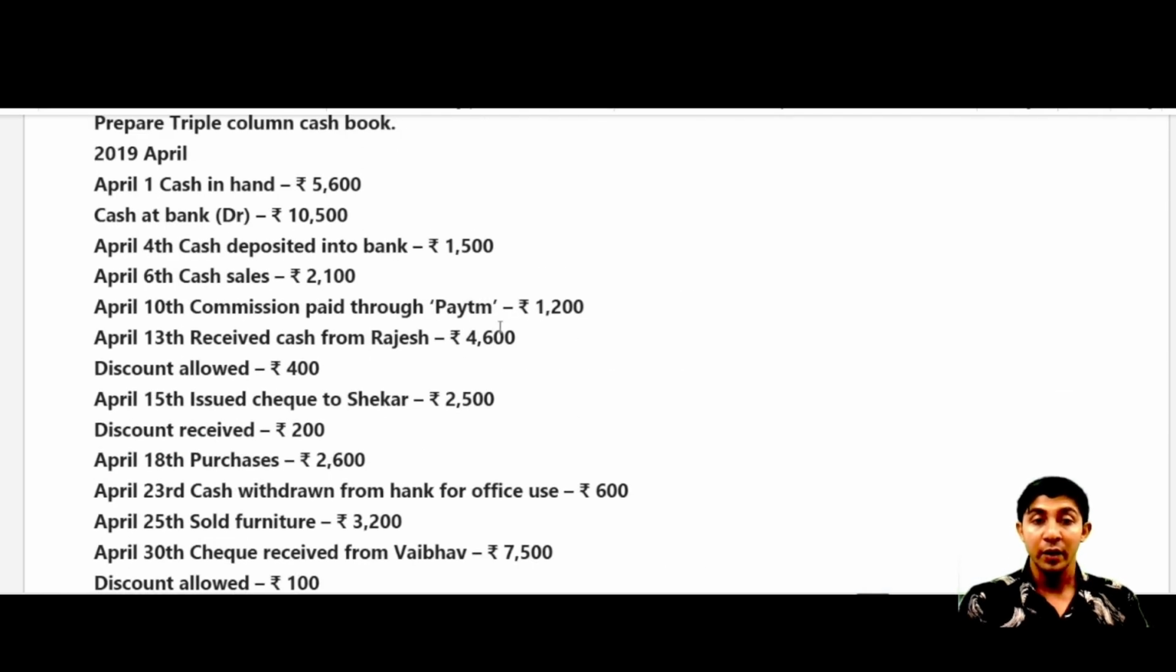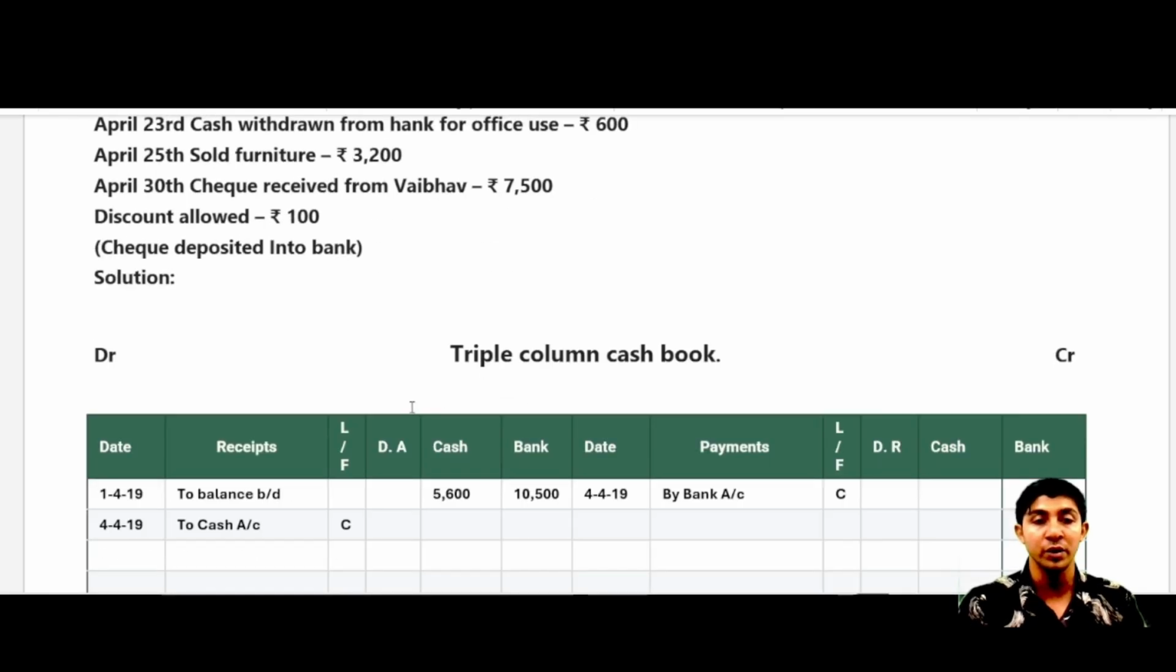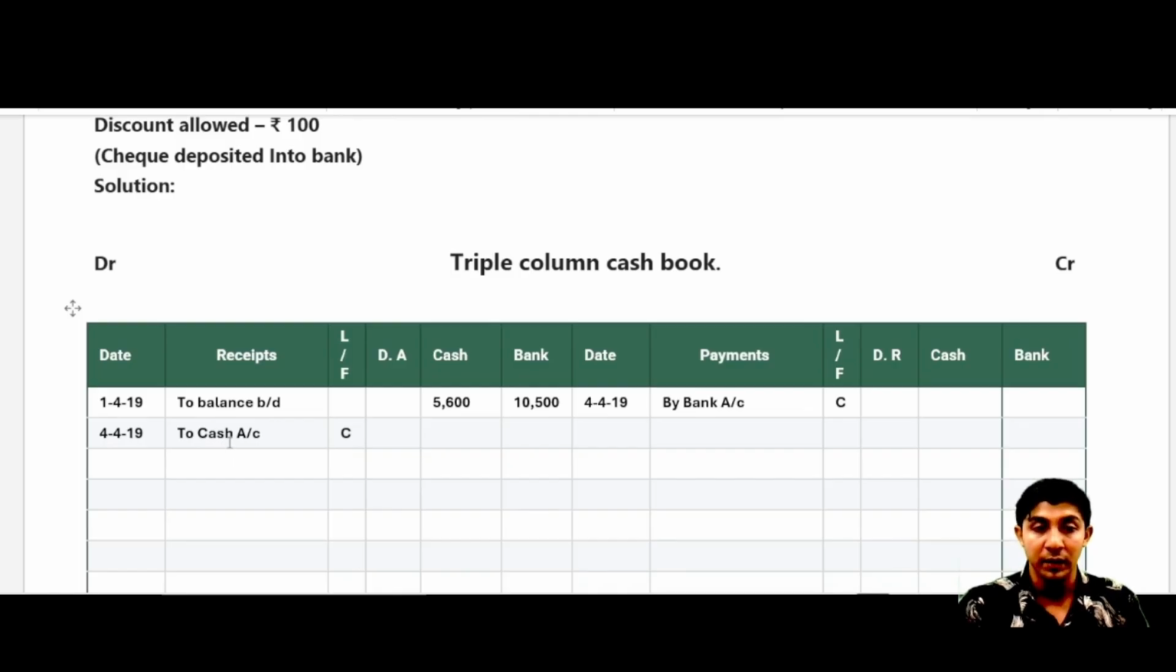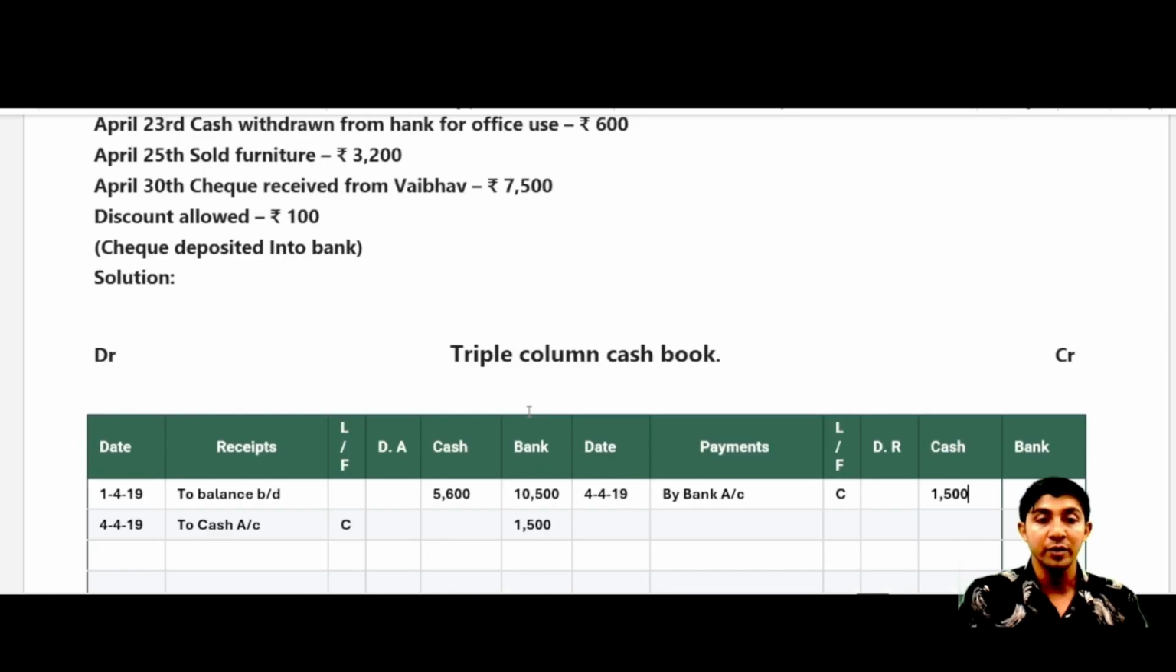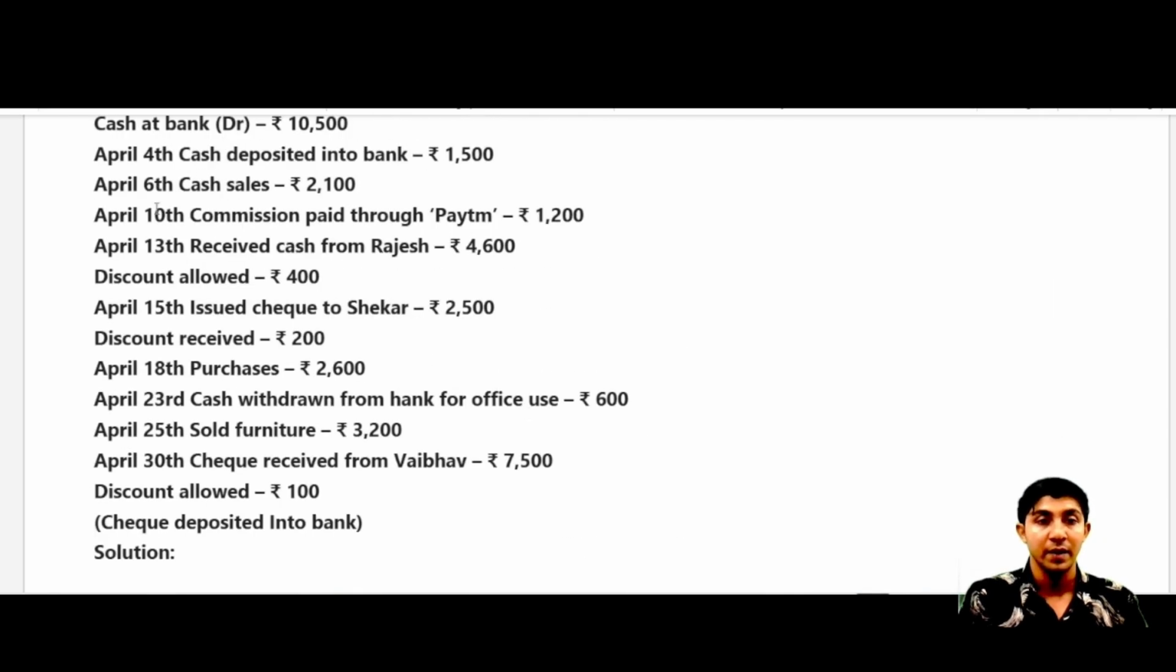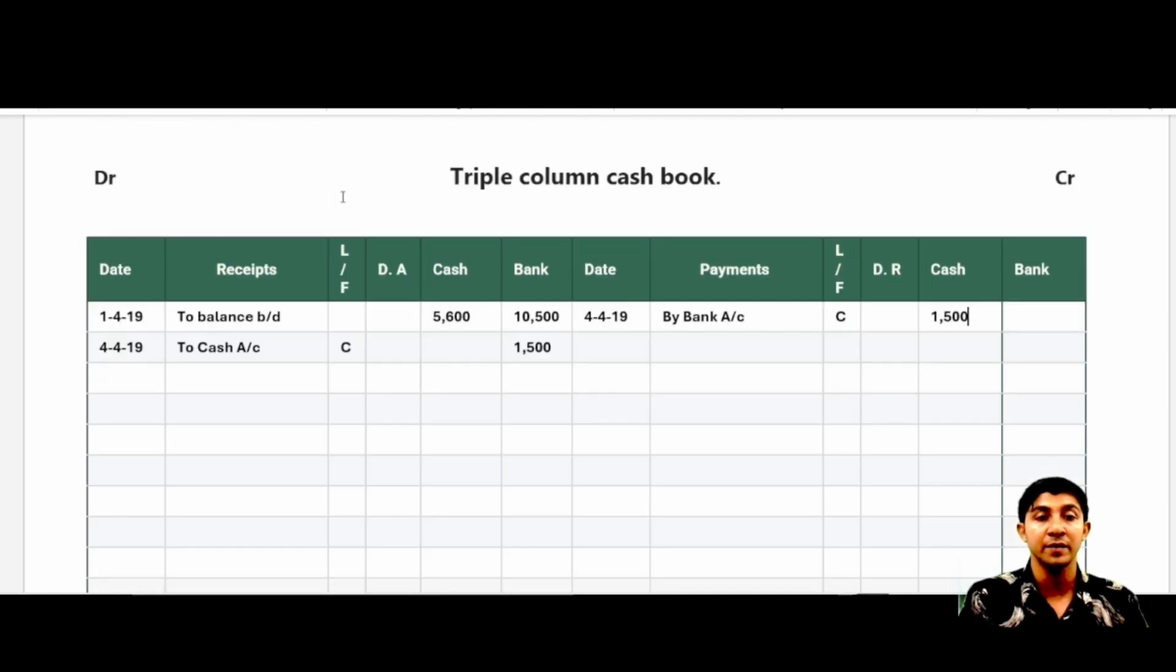Now what is the rule of contra entry? We need to enter the amount in the opposite column. कैश दिखा तो बैंक में एंटर करो, बैंक दिखा तो कैश में एंटर करो. The amount is 1500. So इधर क्या है? कैश. कैश दिखा तो हमको अमाउंट किधर एंटर करना है? बैंक में 1500. इधर क्या है? बैंक. बैंक दिखा तो हमको अमाउंट किधर एंटर करना है? कैश में 1500.